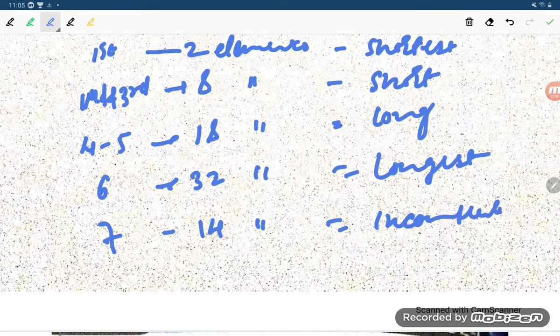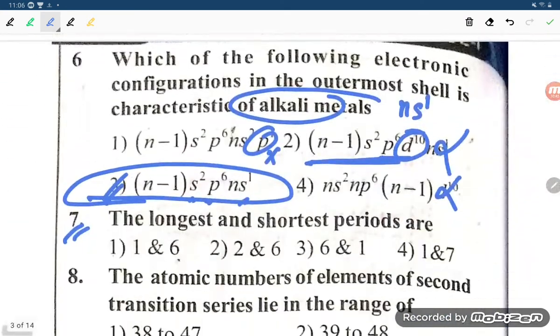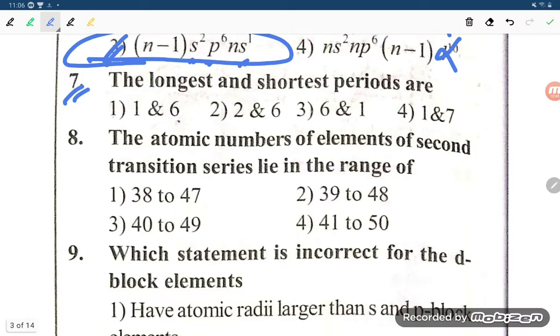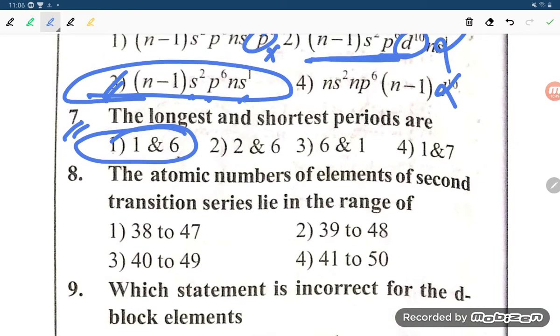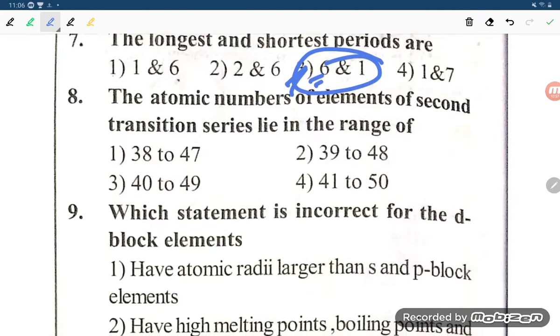So dear student, they are asking about the shortest and longest period. The shortest is the first period and the longest is the sixth period. So let us match with the options. The longest is the 6th period and the shortest is the 1st period. So the correct option is option number 3.